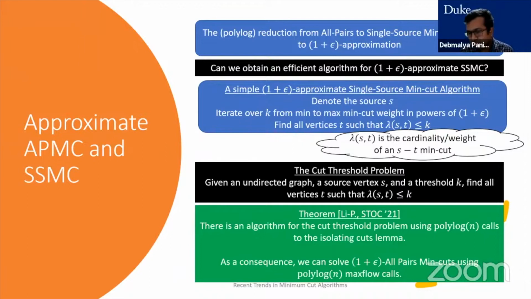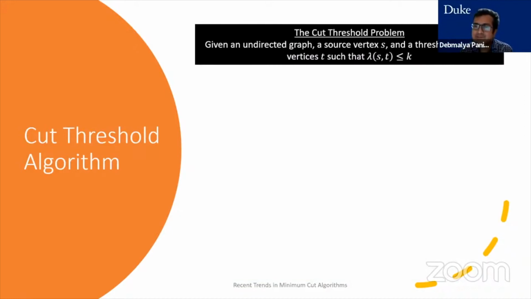But as a consequence of this, we can now solve the 1 plus epsilon all pairs min cuts problem using polylog n max flow calls. So we went from max flow to isolating cuts, from isolating cuts to cut threshold, to single source, to all pairs. And we keep incurring polylogs in all of these steps. All right, so let's try and dig a little deeper into this cut threshold problem.